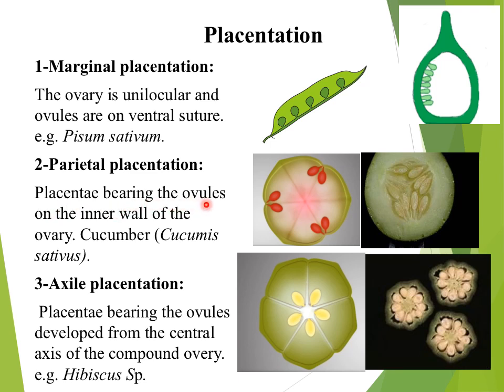In axial placentation, the placenta bearing the ovules develops from the central axis of the compound ovary. Many carpels are there, but they are united with one another. This one is the placenta. The ovules are attached from the central axis of the compound ovary. Examples are hibiscus, Rosa chinensis, and Oak Chrysal.